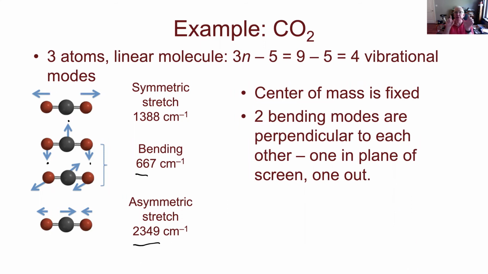The asymmetric stretch would also give rise to a change in the dipole moment, right? Because in the normal position, the CO2 is symmetric, but once I make it asymmetric, there's going to be a bond dipole associated with those bonds, and they're going to be different when the bond lengths are different from each other. So because the two bond lengths change differently in this vibration, I would get an IR active vibration, and that one is at about 2349 wave numbers, okay?